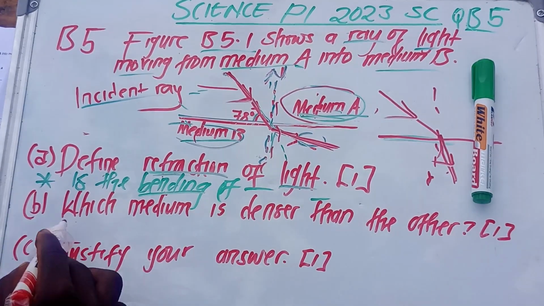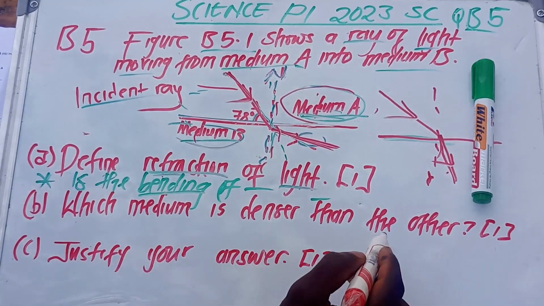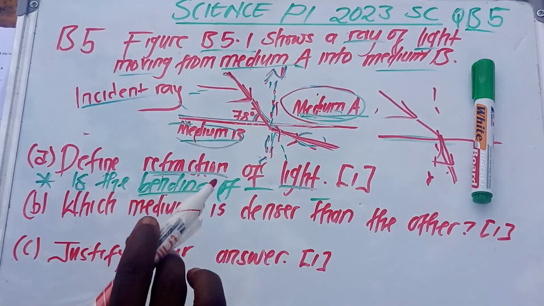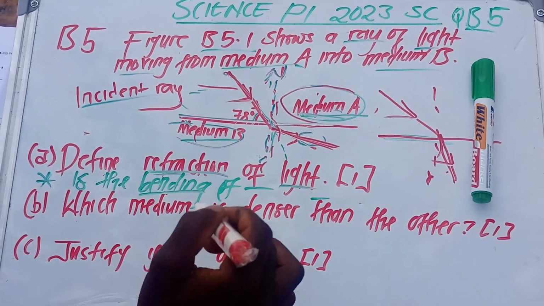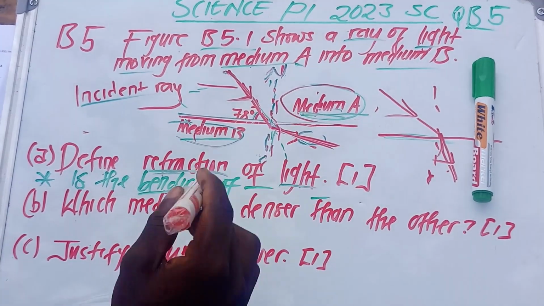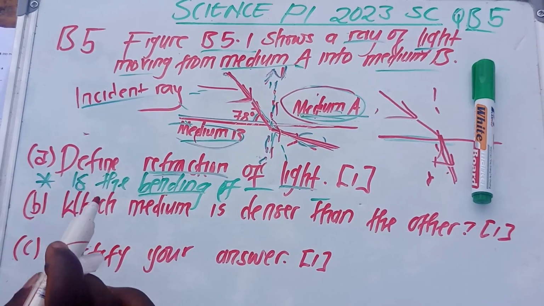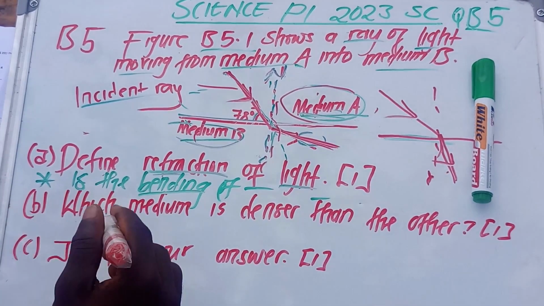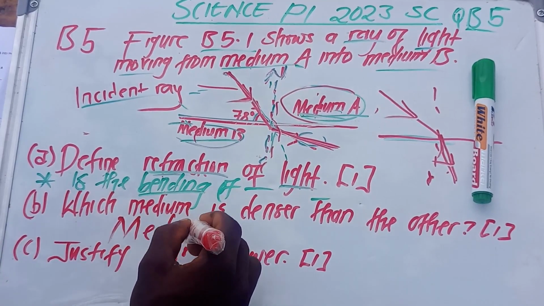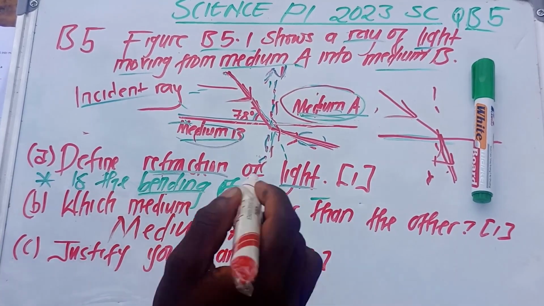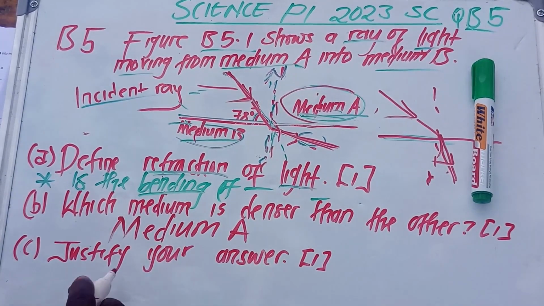Okay, so which medium is denser than the other? Due to the fact that this ray of light has bent away from the normal, this simply means that medium A is denser than the other. So the answer here is medium A. So now we have been told to justify our answer.